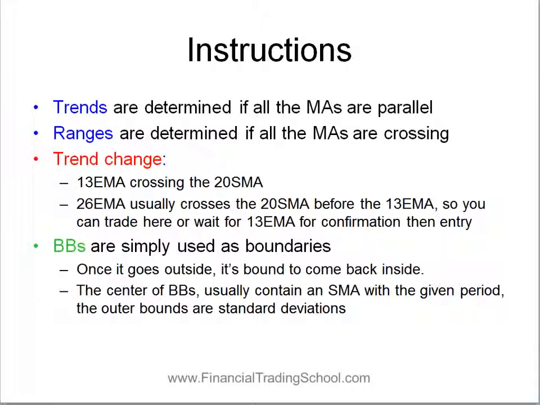As for the Bollinger Bands, they're typically used as boundaries, because once price goes outside the boundary, it's bound to come back inside. And then, as I mentioned before, the center of the Bollinger Bands usually contains an SMA with a given period, and then the outside are the standard deviations. So you have the 50 SMA in the middle, that's what the 50 stands for, and then 2 is the standard deviation. So 2 standard deviations away from the 50 SMA gives you the boundary of how price can move based on the previous action. If it's going outside, it's going to come back inside eventually, because otherwise the boundary would be screwed up.